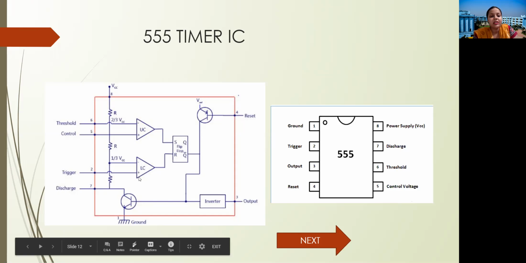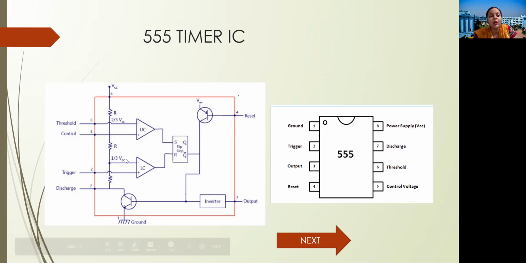Now next, UC and LC. What is UC and LC? It's upper comparator and lower comparator. Upper comparator is connected to threshold input. So UC is also known as threshold comparator, and lower comparator is connected to trigger input. So this is known as trigger comparator.